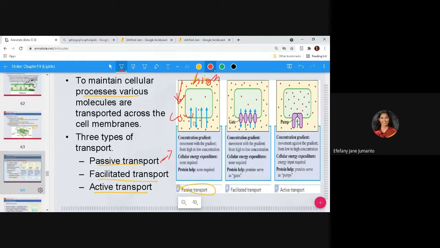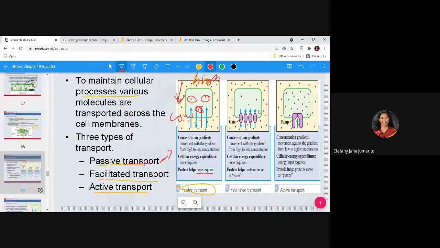Now, it says that it requires no energy. It is no effort, the transport here, class. No effort. So, very easy. And then, protein help. So, the phospholipid. We talk about here the phospholipids. So, if it does not need help from the proteins, then that's passive transport.